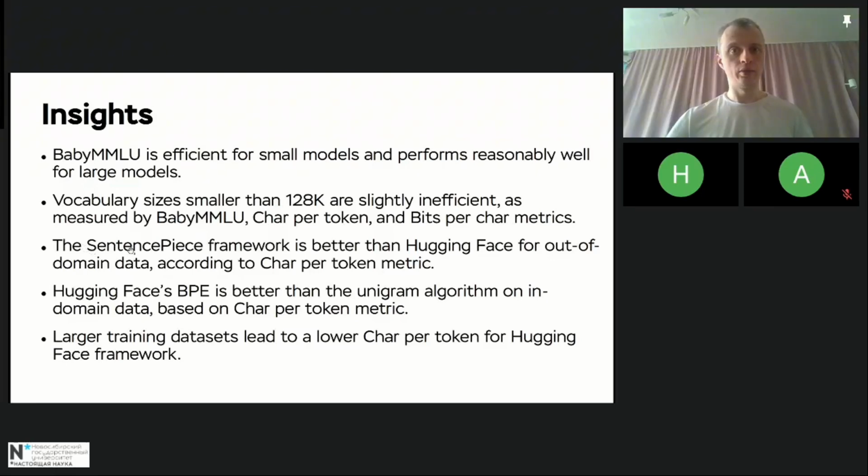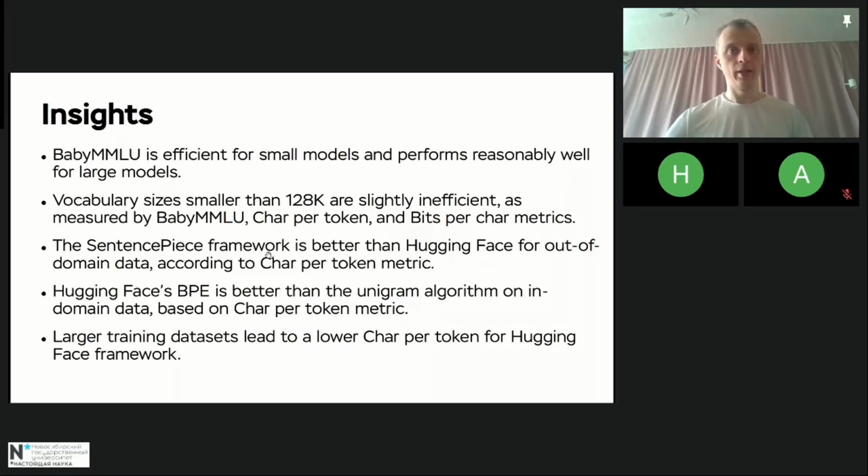Regarding tokenizer frameworks, the SentencePiece framework outperforms Hugging Face when applied to out-of-domain data based on the characters per token metric. Here, out-of-domain data is data in a language which was not present in the data set for tokenizer training. In contrast, Hugging Face's byte pair encoding algorithm performs better than the unigram algorithm when applied to in-domain data with respect to the characters per token metric.